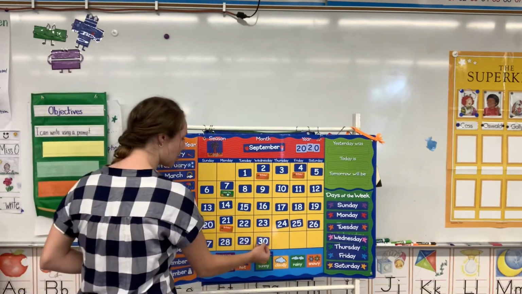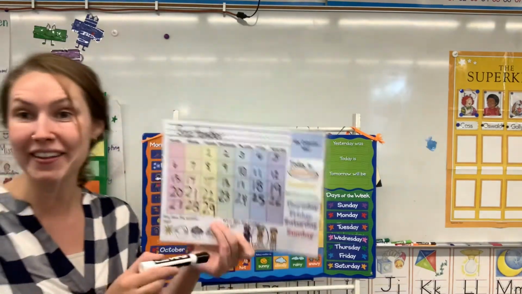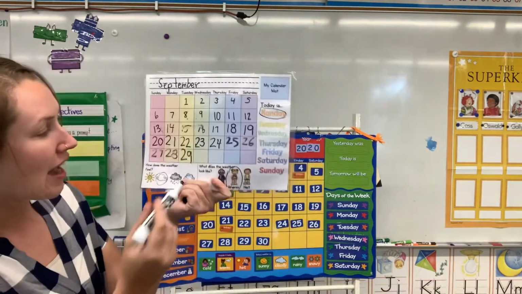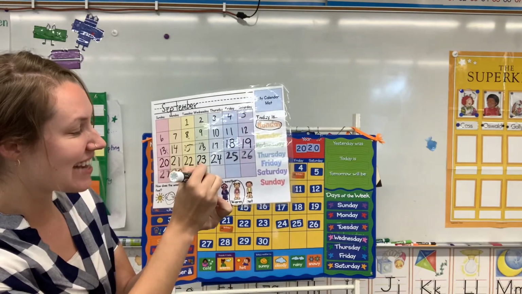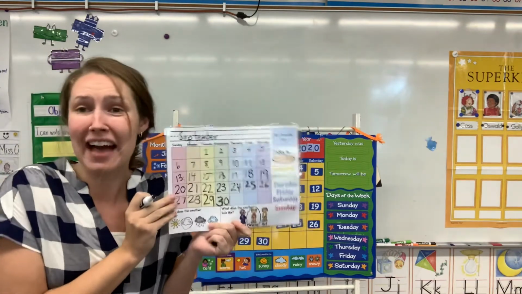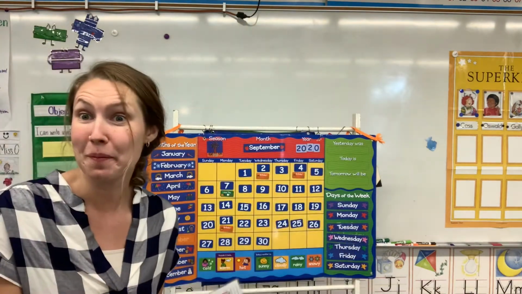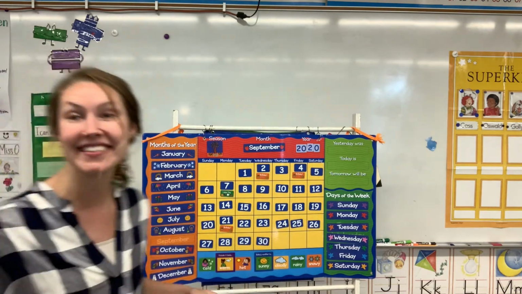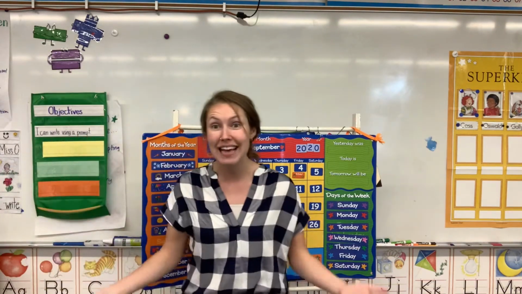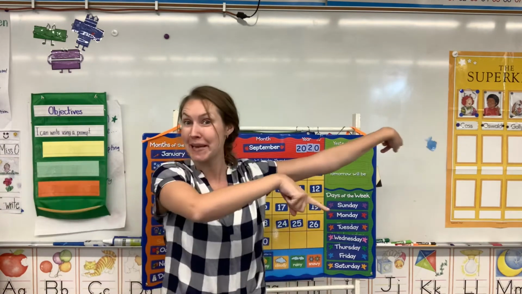So let's add 30 to our calendar, and let's add it to our calendar mat as well. I'm going to write 30, and it's our last day that we'll be working on our calendar mat as September. Oops, I already told you what the month is, but that's okay because it's the last day of this month. So let's actually use our months of the year song to figure out what month will come next.